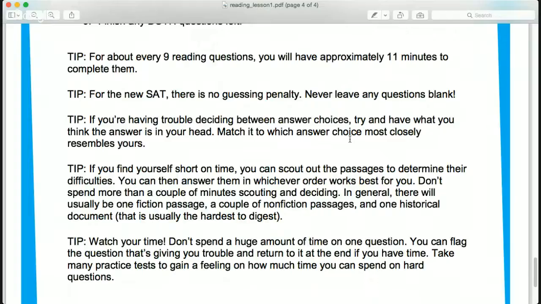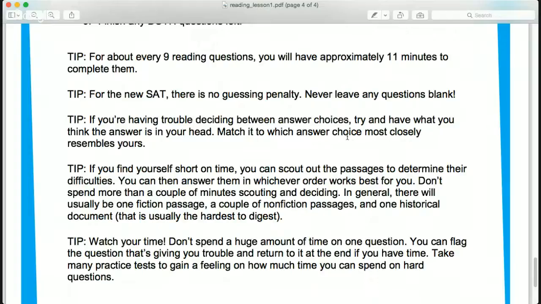Sometimes it doesn't even matter what the steps are, just as long as you have a path that you're trying to travel down. Okay, so now here's a list of tips that will make the SAT reading section easier for you. For every 9 reading questions, you have approximately 11 minutes to complete them. For the new SAT, there's no guessing penalty. Never leave any questions blank.